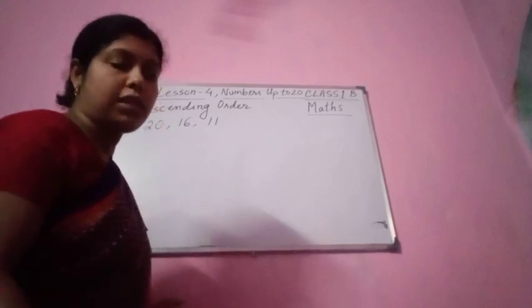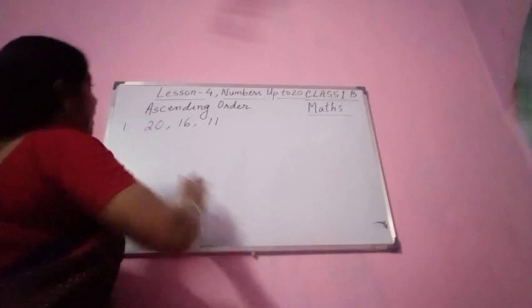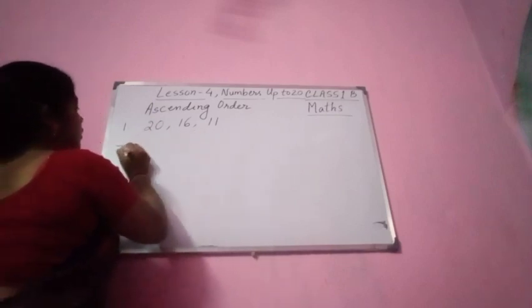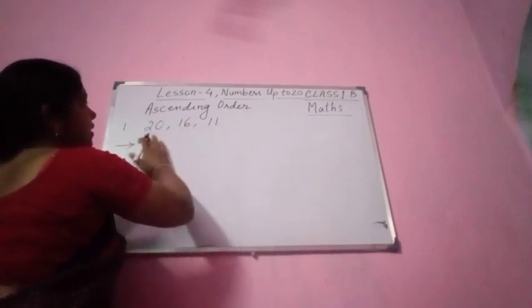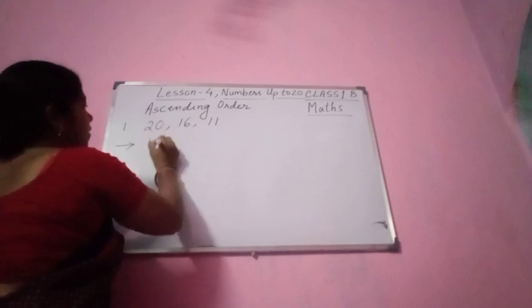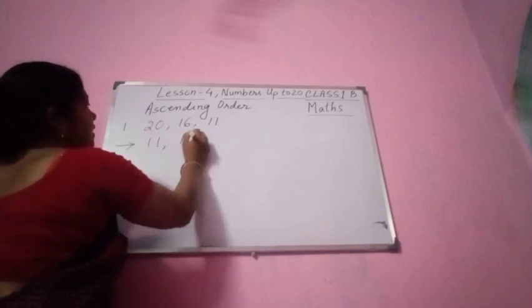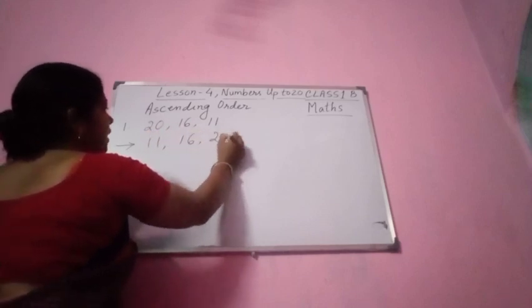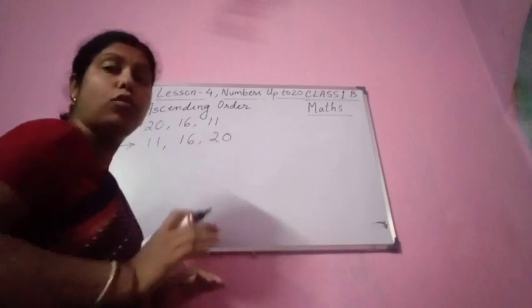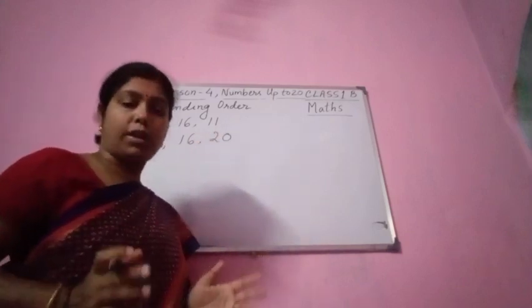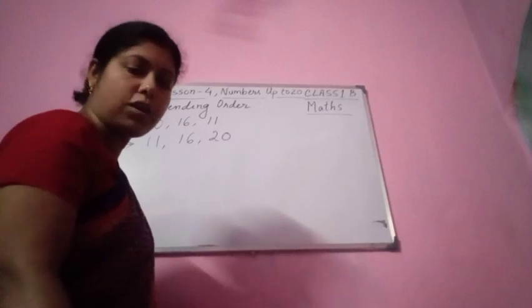Here, we are going to select which is the smallest. We have 20, 16 and 11. These 3 numbers are here. So 11 is the smallest. After that 16 comes. After that 20 comes. We have to go from smaller to bigger. Keep in mind, this is the meaning of ascending order.